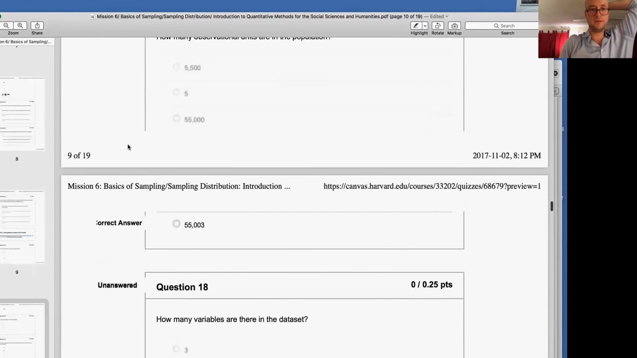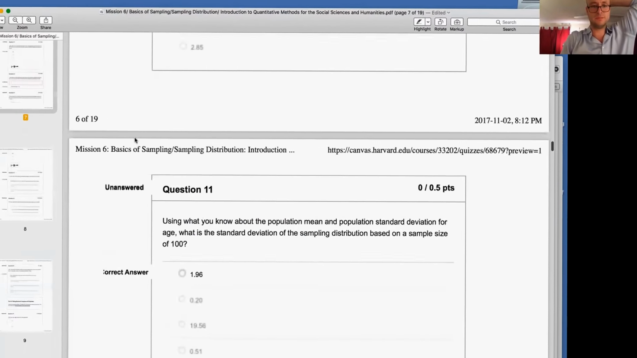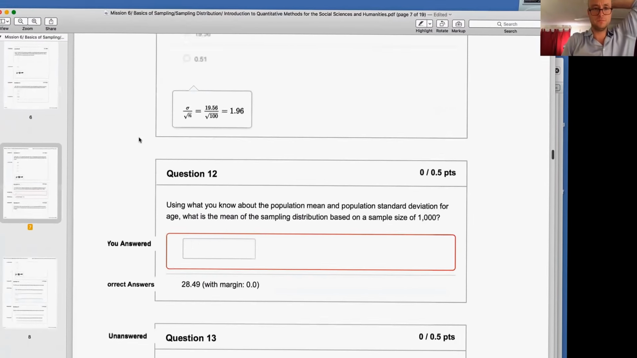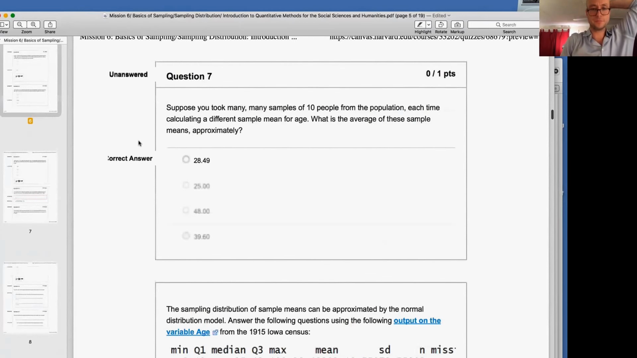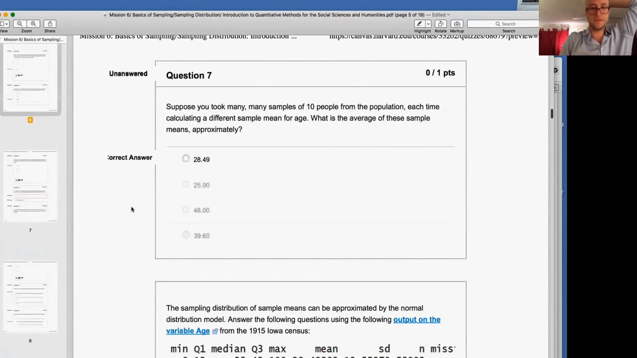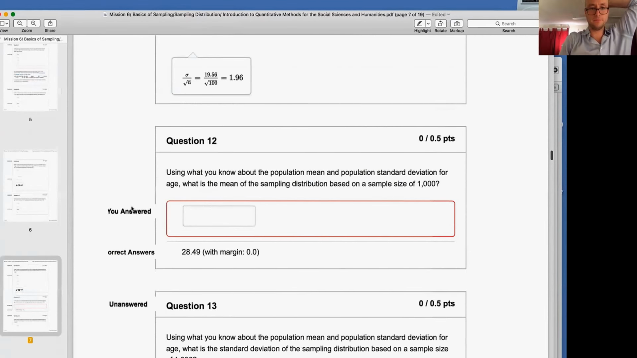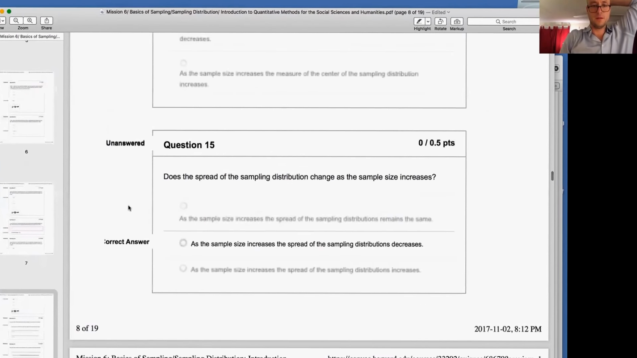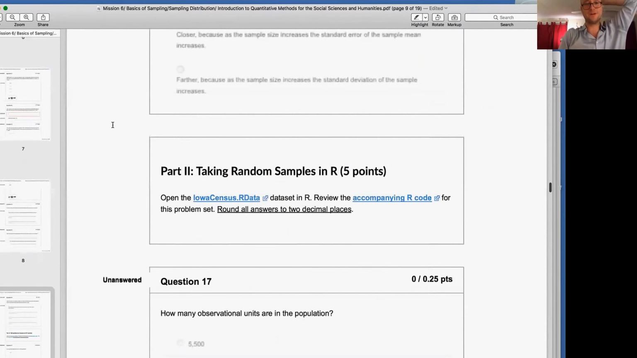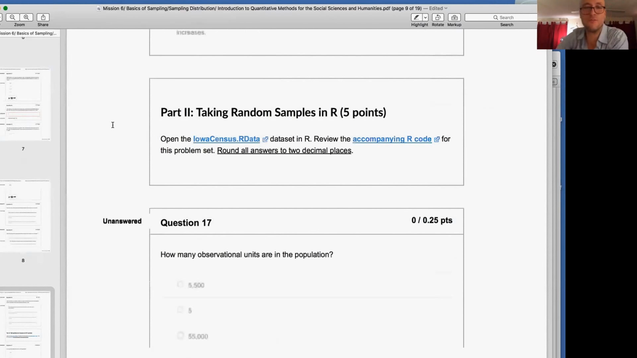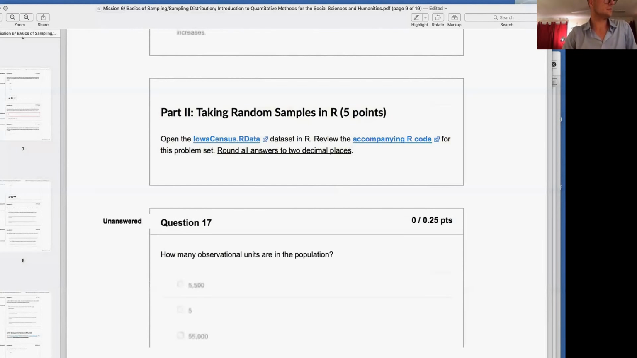I want to make sure, did we skip to this section? No. Where's our output now? I'm sorry, hold on for a second. We have the variable on age. Oh yeah, here we are. Of course we skipped it. Okay, I was wondering where we were. So this is what we reviewed before. We reviewed the Iowa census data and the accompanying R code. We rounded it to 2 decimal places. I could revisit that.